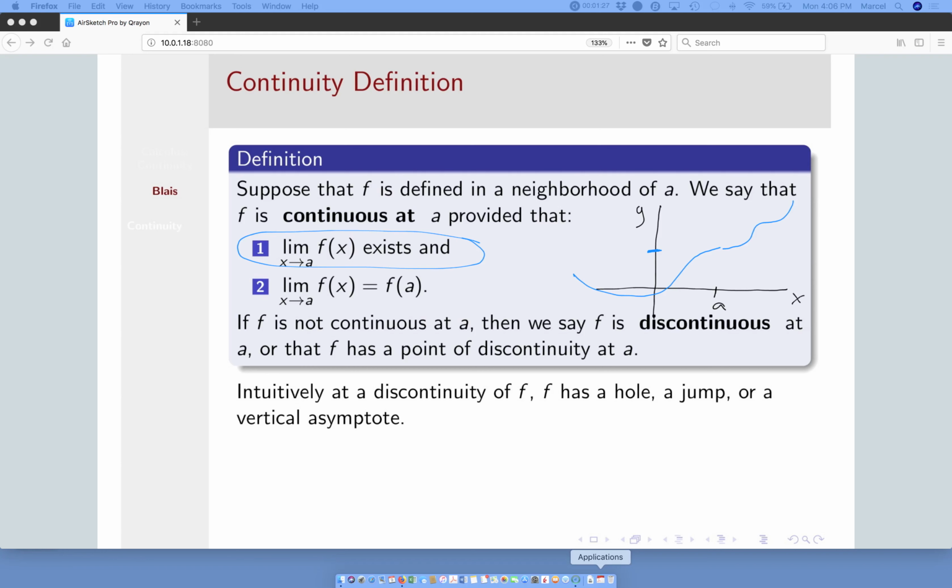The other condition tells us that limiting value, the value that we're approaching from both left and right as x approaches A, has to equal the function value itself. So if you plug this A into the function, this value is f of A. And so if we have these two conditions at A, we say f is continuous at A.